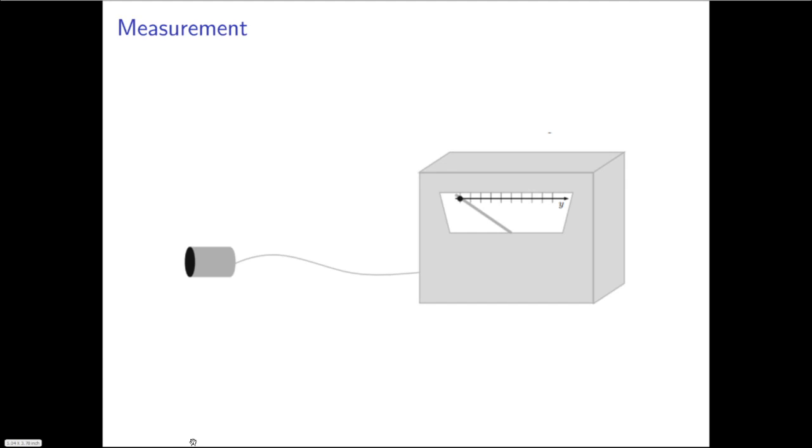Okay, so good afternoon, everyone. I'll be talking about the importance of measurement in the world of physics. So let us start by discussing the question, why is observation and measurement important when observing any phenomena?